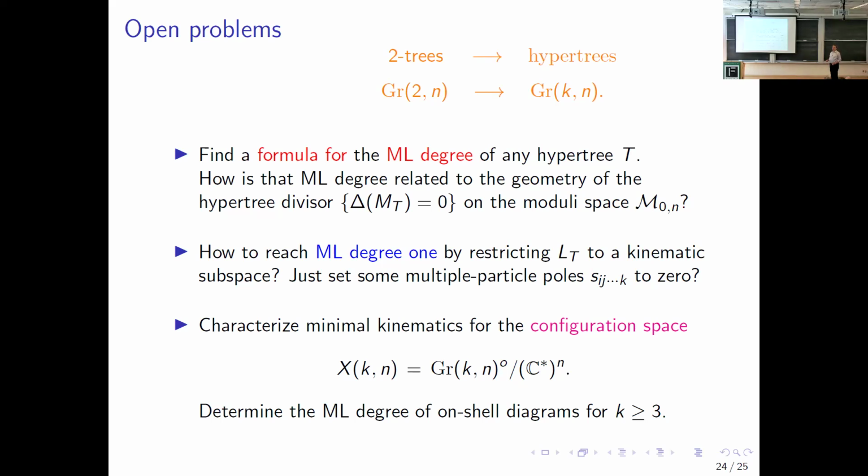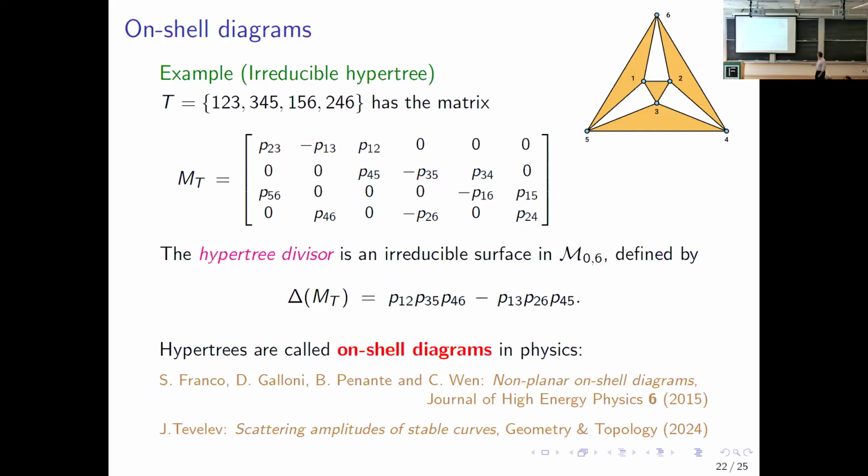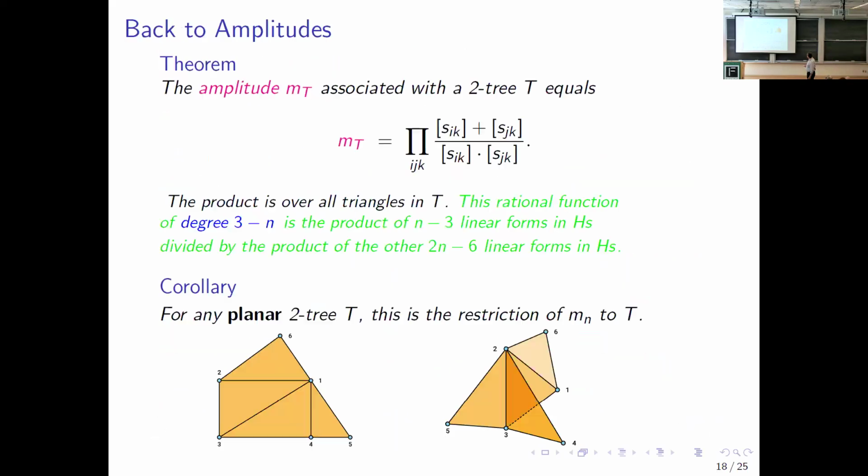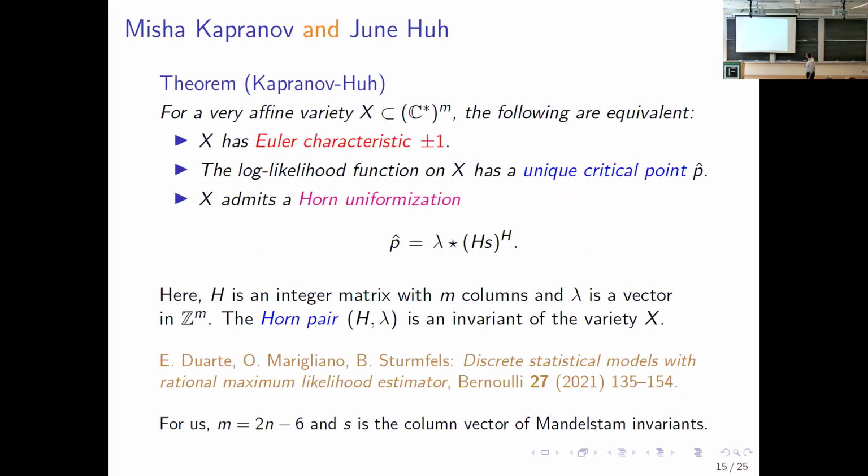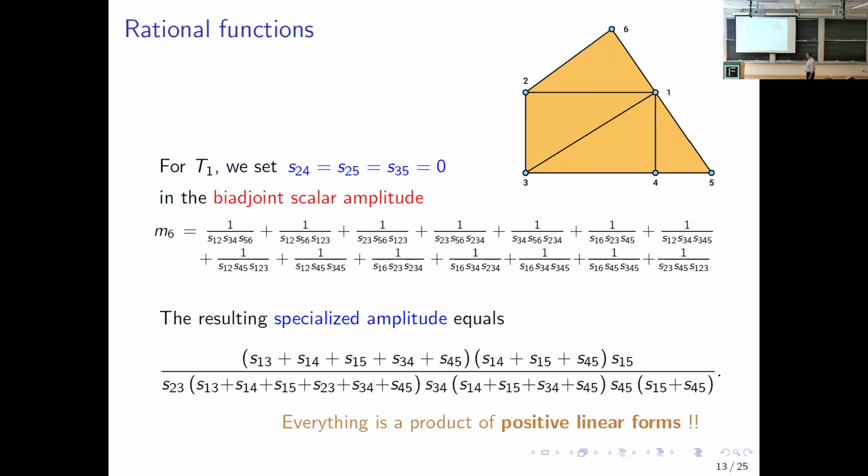Thank you. So when you set the s_ij to 0 in the original formulation with the two trees, was there a pattern to the ones that you had to set to 0 to get down to the minimal one? Yes. The pattern is the two tree. Oh, it's the two tree. The two tree. So the non-edges of the two tree, those are set to 0.